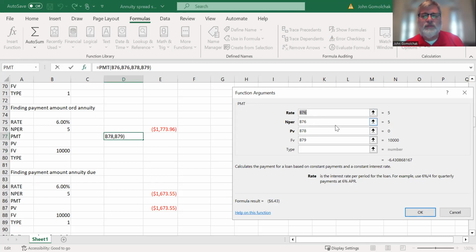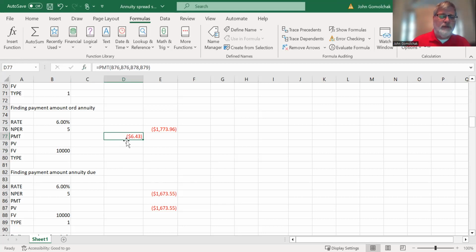Rate is 6. Number of periods is 76. Present value is 78. 79. So it should work. It's not working. I don't know why. Huh. Let's hit delete. Let's look at this again.